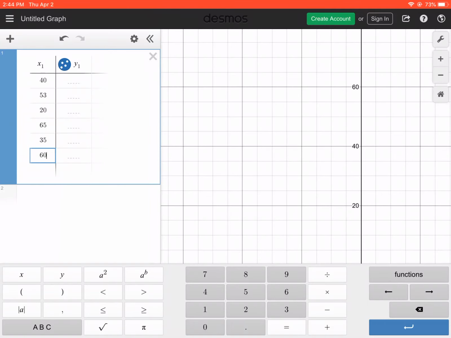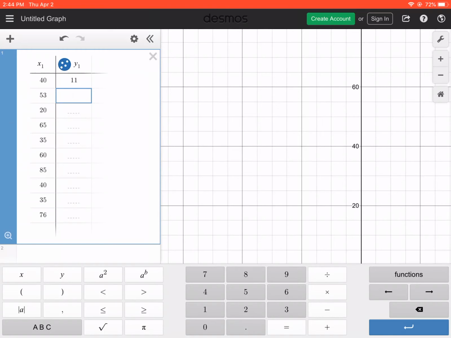35, 60, 85, 40, 35, and 76. Those are our X values. And then our Y values, our number of errors that we had: 11, 15, 2, 20, 1, 22, 30, 16, 27, and 25.